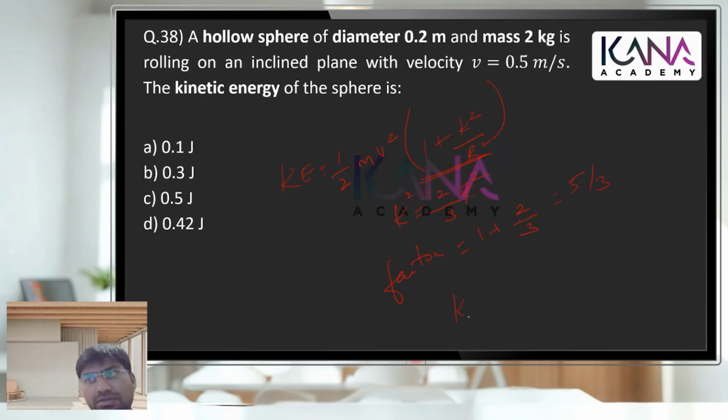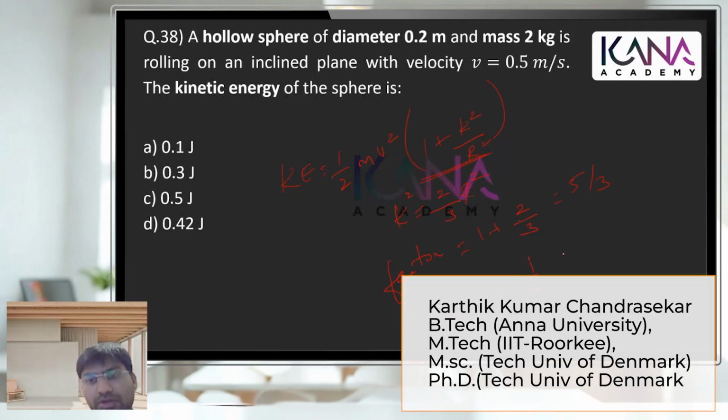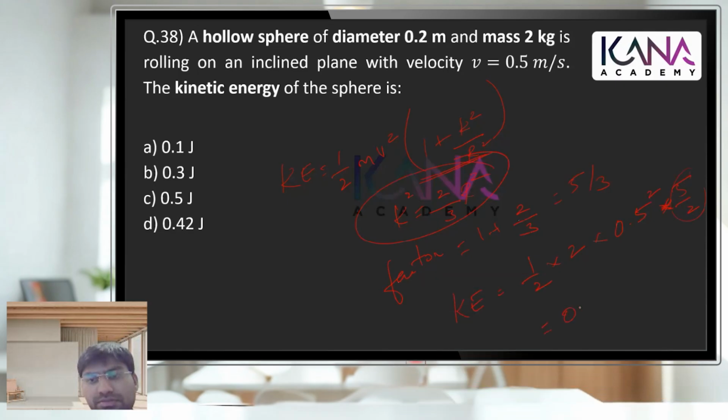So kinetic energy will be 1 by 2 times mass is 2 kg and 0.5 is velocity square into factor. So it's the usual half m v square into factor. The factor is computed from here for a hollow sphere. So if we solve this, we'll get 0.42 joules.